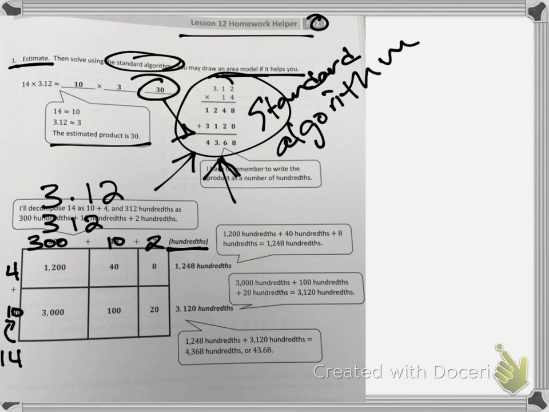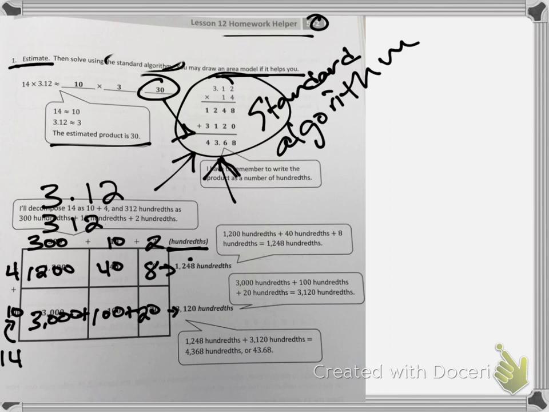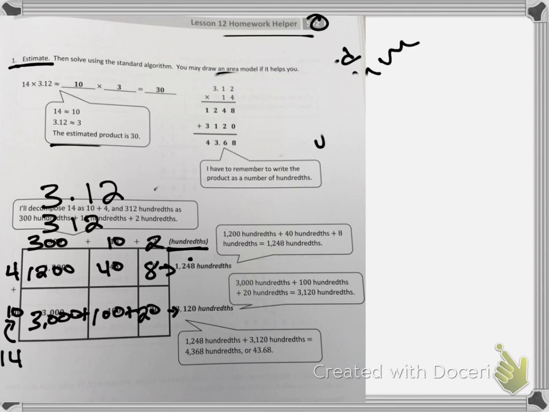And the area model just states 4 times 300, which is 1,200, 4 times 10, which is 40, 4 times 2, which is 8, 10 times 300, which is 3,000, 10 times 10, which is 100, and 10 times 2, which is 20. These all get added up together to find these partial products, just like we would have. Let me erase some of this so you can see where these correspond to.